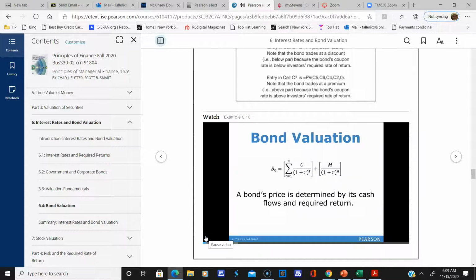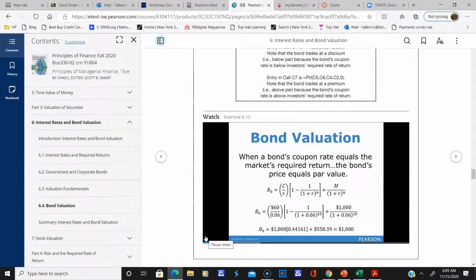A bond's price is determined primarily by two things: the cash flows that it pays and the required return that the market establishes for the bond. According to the bond valuation equation, the bond's price equals the present value of the bond's interest payments plus the present value of the principal repayment due at the end of the bond's life. When the interest rate used to calculate a bond's interest payments, which is called the coupon rate, and the market's required return are equal, the bond will sell at par value, which for most bonds is $1,000.